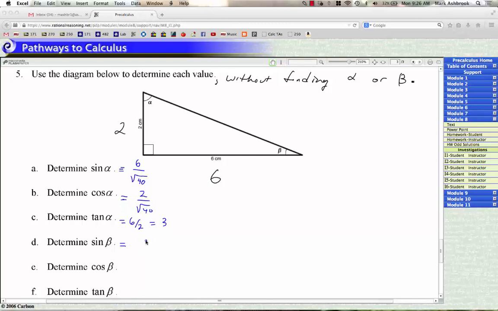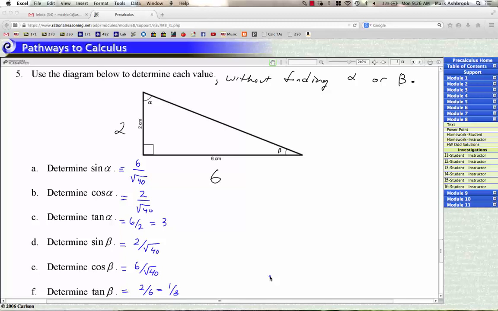Sine of beta. Let's see. Yeah. 2 over. Cosine of beta. Some people over here. Evelyn. Tangent of beta. Jessica. Okay, questions on those? Does it make sense?